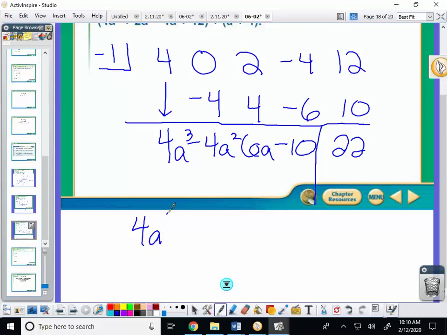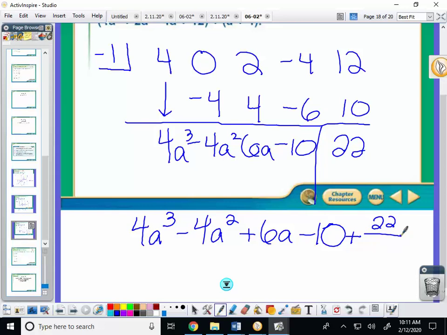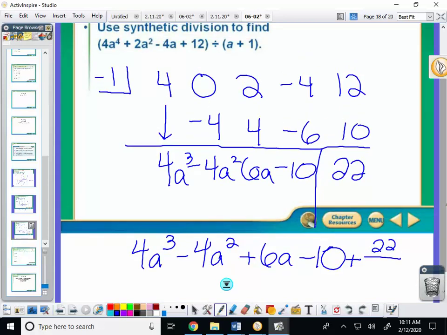We have 4a cubed minus 4a squared. That was a positive 6. Positive 6a. Goodness. Minus 10. And 22 is our remainder. We're going to write our remainder just like we did with long division. We're going to say plus 22 over what value? A plus 1. The binomial we were dividing by was a plus 1. Our divisor.